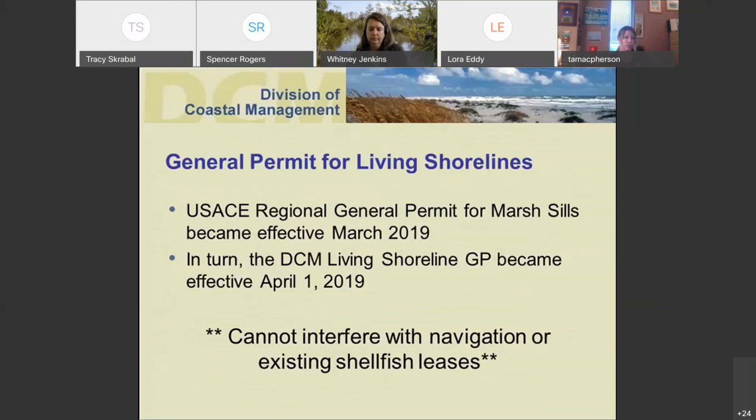So finally, in March of 2019, the Corps came up with a regional permit that allows us to have a general permit to expedite these. So our general permit became effective on April 1st of 2019, which wasn't that long ago. I've probably only issued 4 or 5 myself. I've done a couple wetland revetments, but they're becoming more and more popular as more people hear about it. And I expect to be doing more of this permitting in the near future.